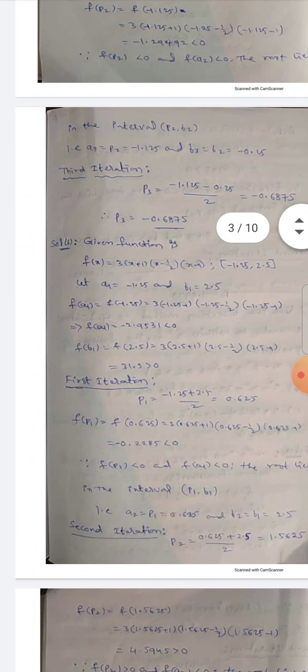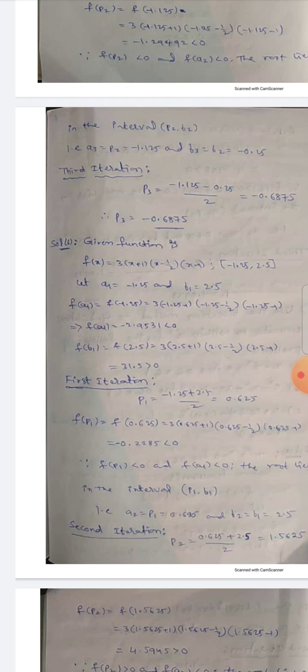First iteration, p1 is equal to a1 plus b1 by 2 and -1.25 plus 2.5 by 2 is equal to 0.625. f of p1 is equal to f of 0.625 is equal to 3 into 0.625 plus 1 into 0.625 minus 1 by 2 into 0.625 minus 1. ఇది మొత్తం సింప్లిఫై చేస్తే మనకి మైనస్ 0.2285 వస్తుంది. This is less than 0.